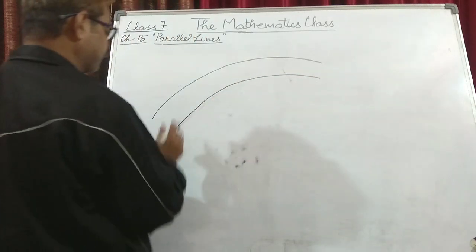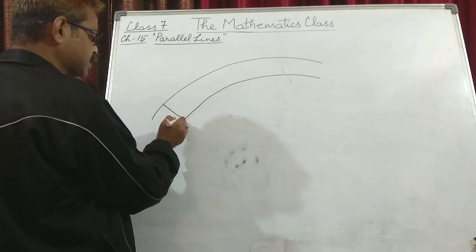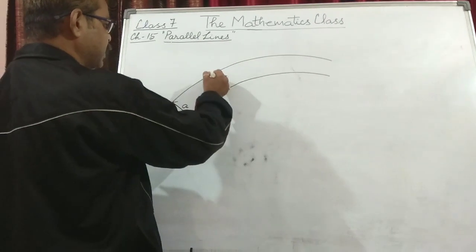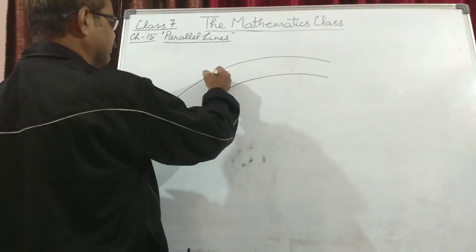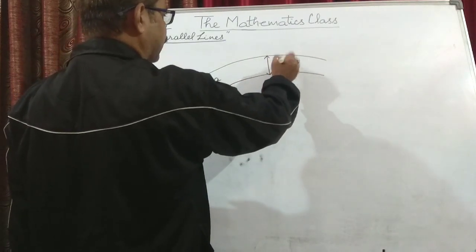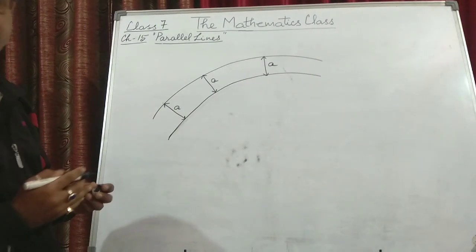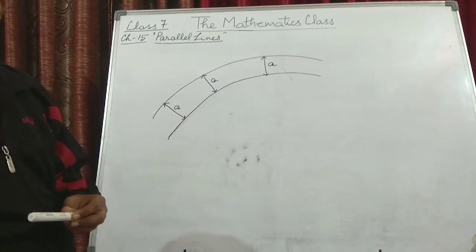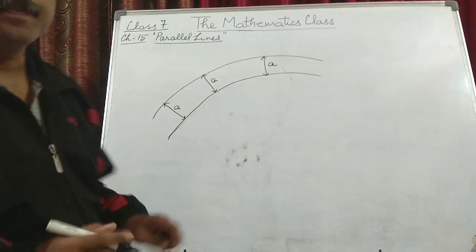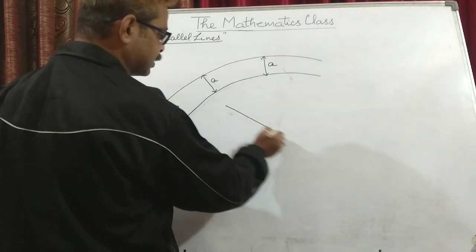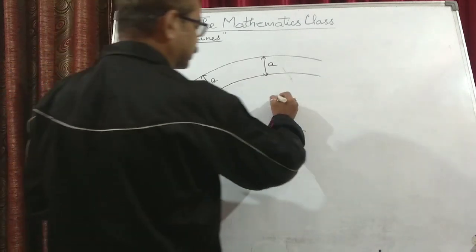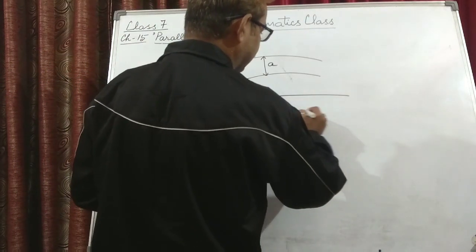I mean to say that if this distance, or the perpendicular distance between these two lines, is A everywhere, it means these lines are parallel lines. So what is the meaning of parallel lines? Parallel lines are the lines in the same plane which never intersect, means they will not cross each other like this. They will never intersect each other.